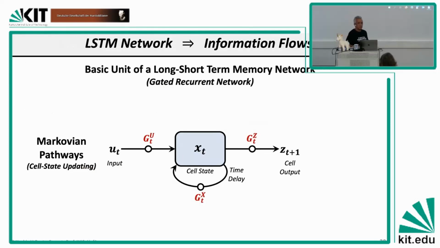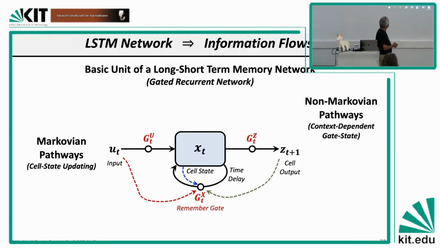So here's that basic unit. We call it a gated recurrent network. It's the general term. And so these pathways, this is the Markovian state updating pathway, which is very common to us as physical scientists, right? All our physical models are built using this principle. And then they have these interesting things, which are information flows, okay? So this thing called the remember gate, they call it a forget gate. I like to call it a remember gate, which is more accurate.